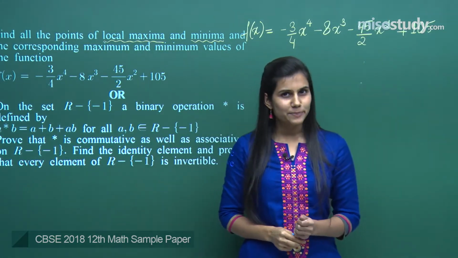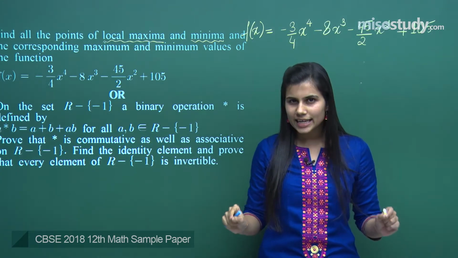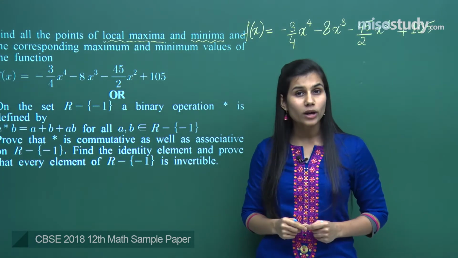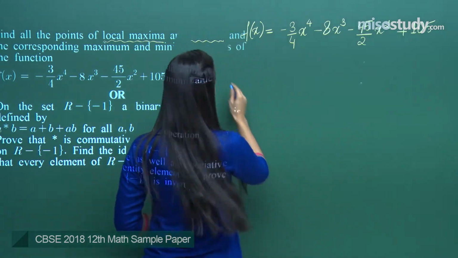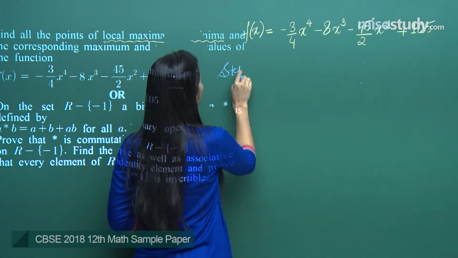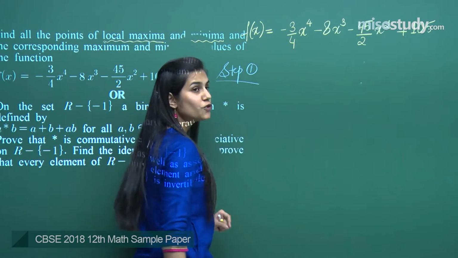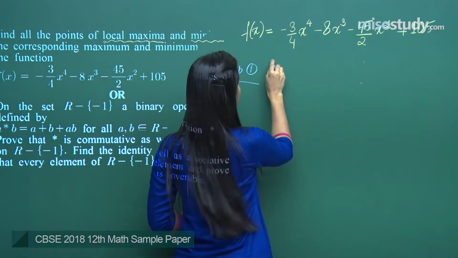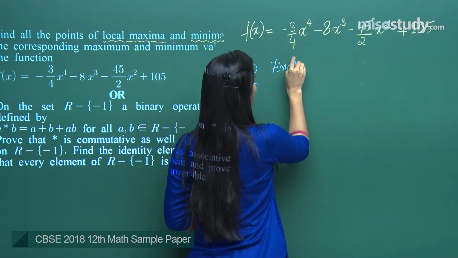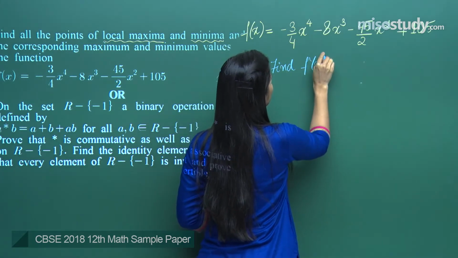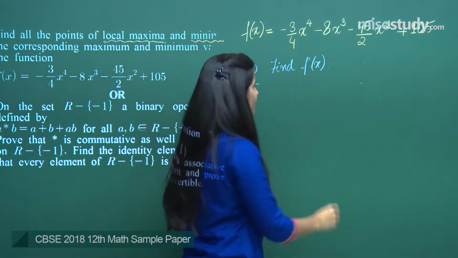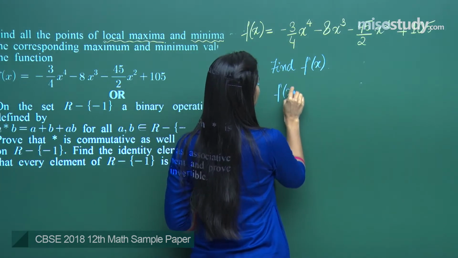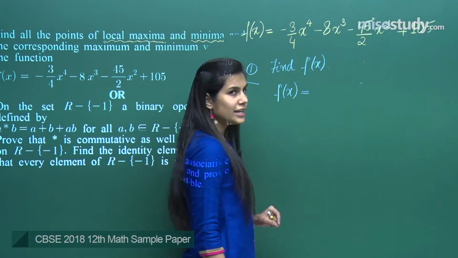What are the steps to successfully find the local maxima and local minima of a function? Well, the very first step is to find f dash x. This is the first thing that you have to find. So let's start finding. What is your f dash x?